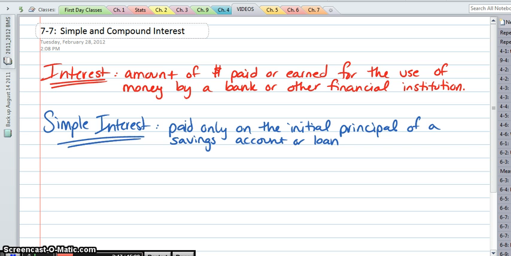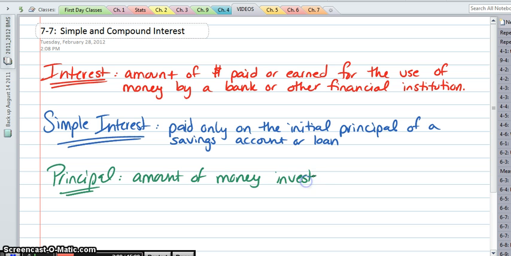Okay, so let me get down principal. The principal is the amount of money invested or borrowed. Now I just want to point out, I know the word invested starts with I, and I know interest starts with I. It's important to know the difference between the two. So the principal is the amount of money invested, or the amount of money you put into the bank, or borrowed. That's what it means to invest.